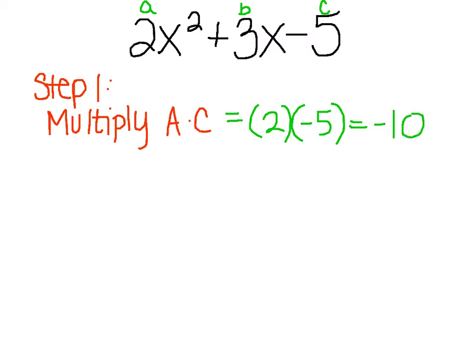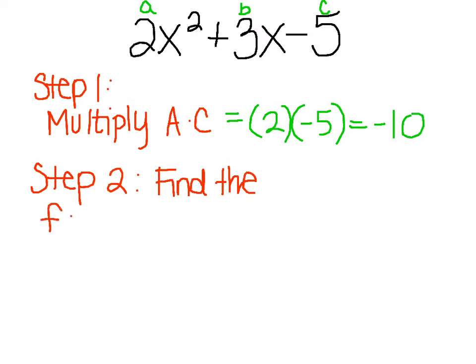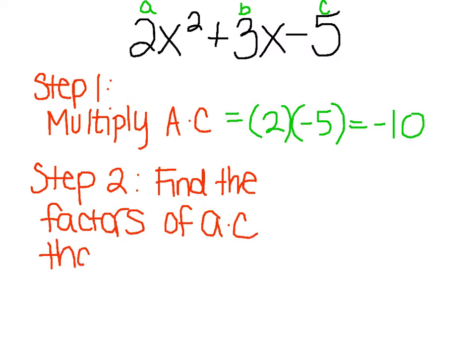All right. Afterwards, once we've multiplied a times c, step 2 is we're going to find the factors, so two numbers that multiply together. We're going to find the factors of a times c that add to b. So you can see why this is called the AC method. It's very similar to what we were doing, but a little different now that we have this 2 in front.